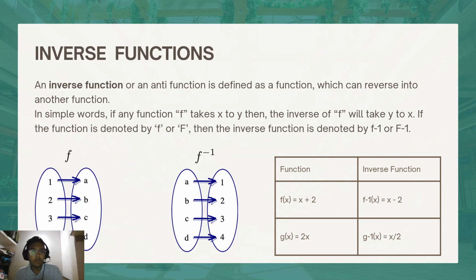You can see here, if f goes 1 to a, then f inverse will go from a to 1, 2 to b, b to 2, 3 to c, c to 3, 4 to d, d to 4. This is how it works. So if we go for a function, let's say x plus 2, then the inverse will be x minus 2. If it is 2x, it will be x by 2, right?